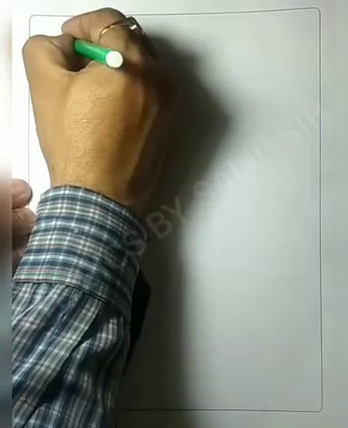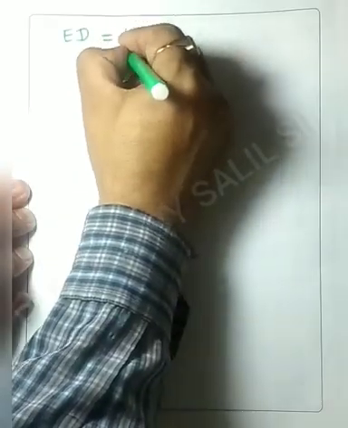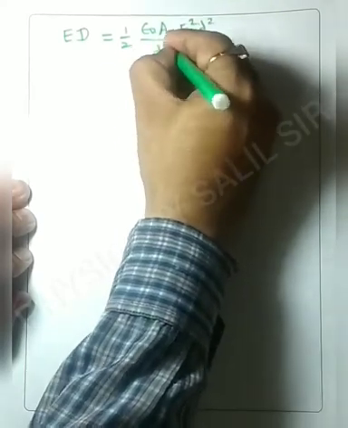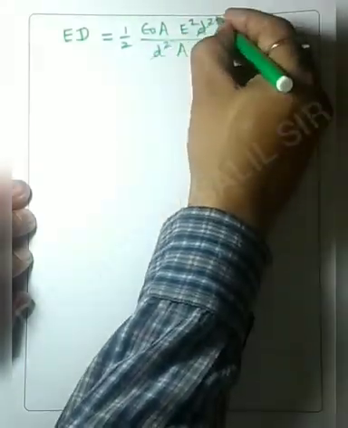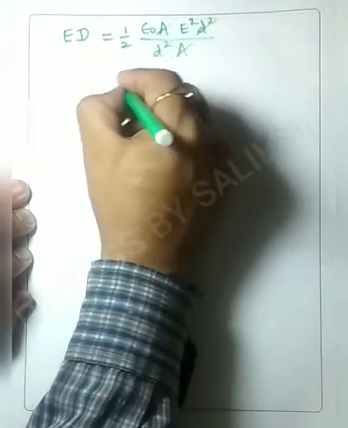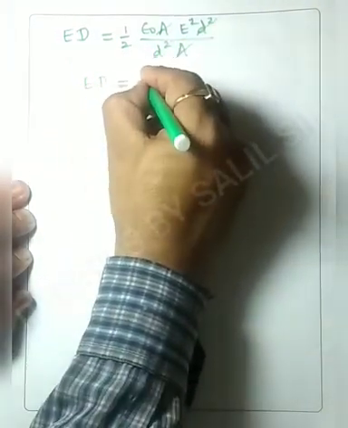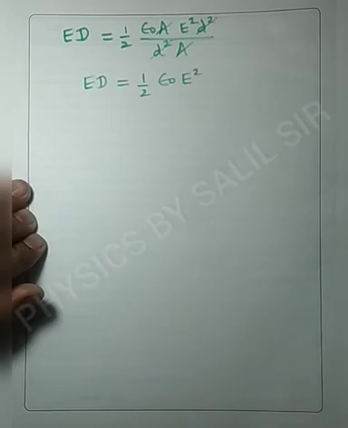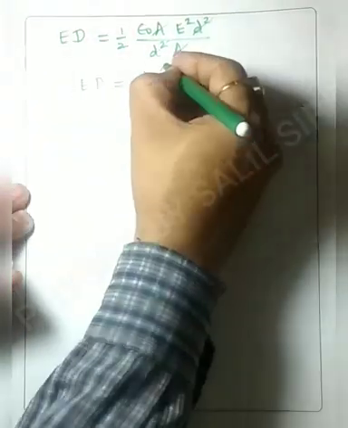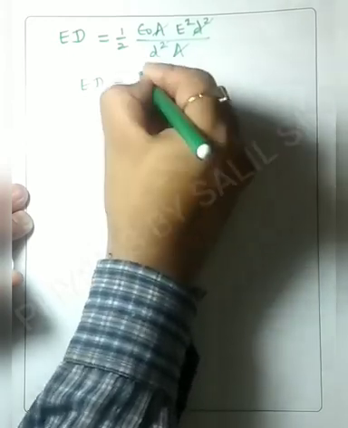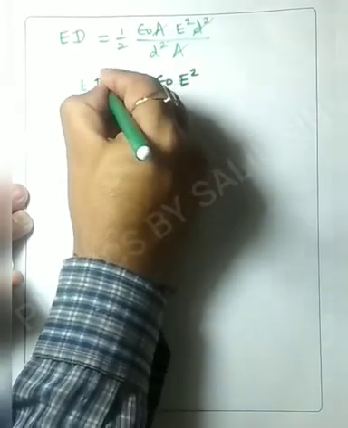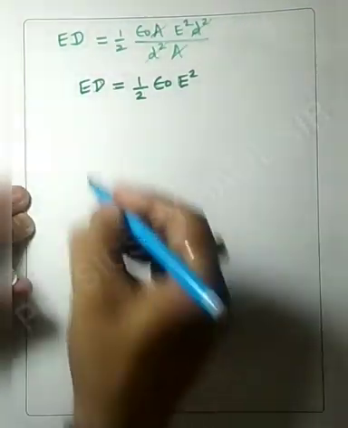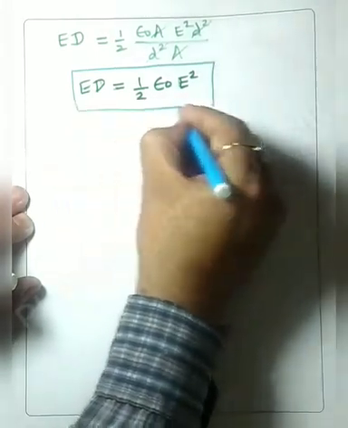On solving this we'll get energy density is equal to half epsilon naught A E square D square upon D square A. D square gets cancelled. A gets cancelled. Finally, energy density will be half epsilon naught E square. This half epsilon naught E square is the expression of the energy density. You have to remember this, ED as energy density. So this expression of energy density has been proved.